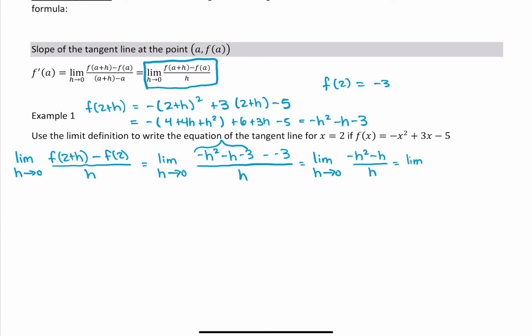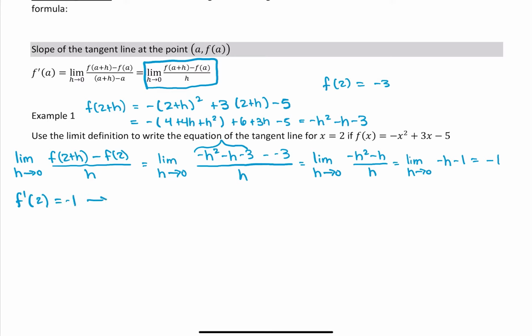Then we get the limit as h approaches 0. They all have an h in common, so we can divide out an h, and we get just negative h minus 1. And what we learned in the first unit is that substituting in is the easiest way to evaluate a limit, as long as you do not divide by 0. And since we are no longer concerned with dividing by 0, we can substitute in 0 for h, and we get negative 1.